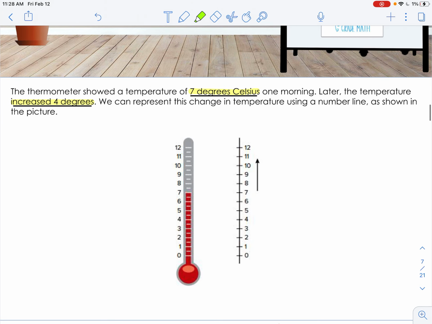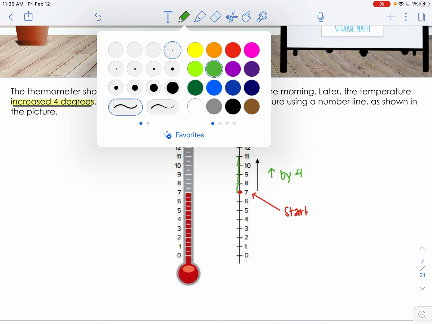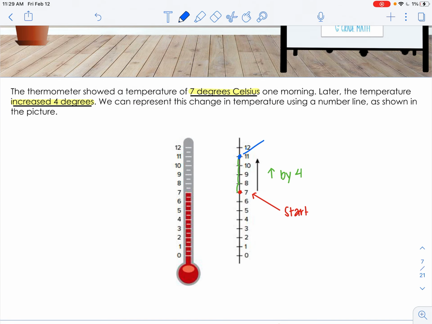So first, we went over an example together. The thermometer showed a temperature of 7 degrees Celsius one morning, and later the temperature increased 4 degrees. We can represent this change in temperature using a number line as shown in the picture. So we know that our starting temperature is 7 degrees, and I'm going to go ahead and label that here. We also know that the temperature is increasing by another 4 degrees. So I can start at 7 and count 1, 2, 3, 4. And I end up here at 11 degrees Celsius, my new temperature.